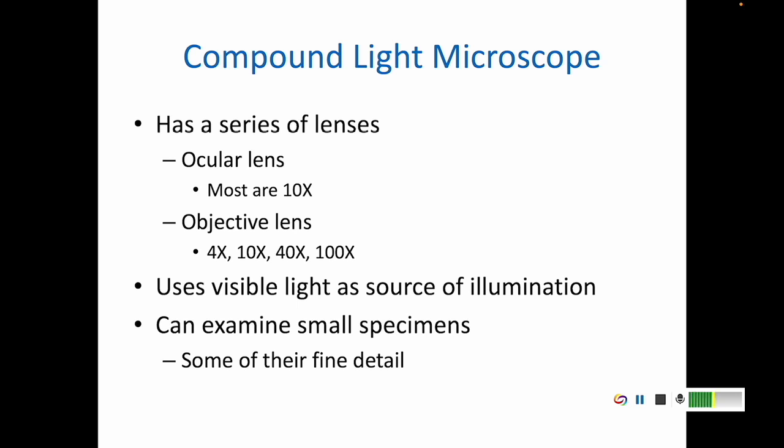And to find out how much you're magnifying between both lenses, you multiply together your two lenses. So if you're using a 10x ocular lens and a 4x objective lens, you say 10x times 4x, your total magnification is 40x. If you're using a 10x ocular lens and a 100x objective lens, you say 10 times 100, your total magnification will be 1,000 times. In compound light microscopes, we use visible light to illuminate our samples and allows us to look at small things and see some of their fine details.